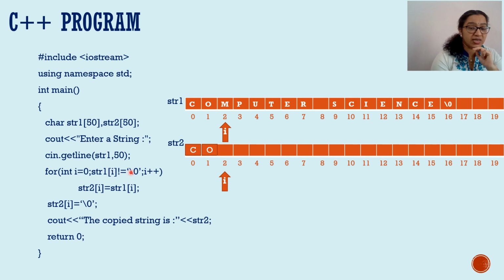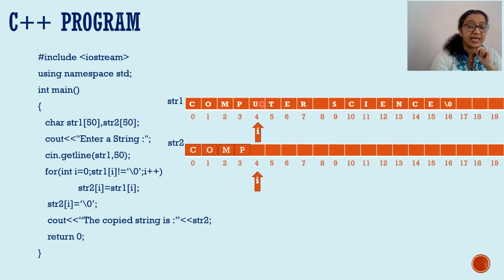Now it is not equal to slash 0. So str2 of I is equal to str1 of I. So the letter M will copy to str2. Then I is incrementing again. So now it is 3. The letter is P, so P we want to copy here. So str2 of 3 is equal to str1 of 3. So P copied. Now I is incrementing to the 4th position. So I plus plus, and we got the 4th letter, 4th index number.